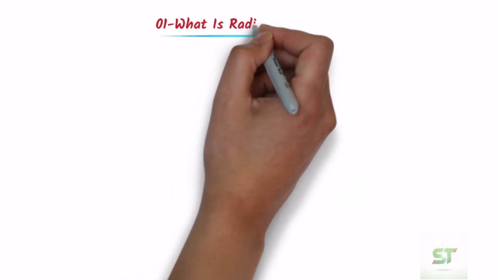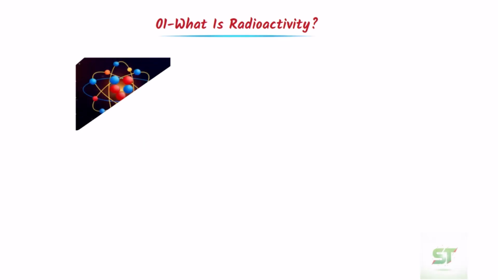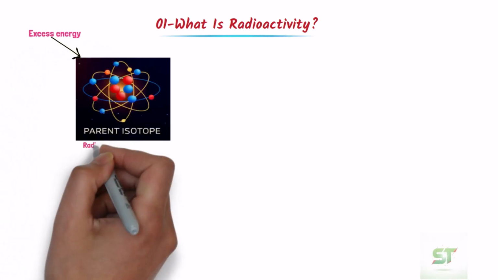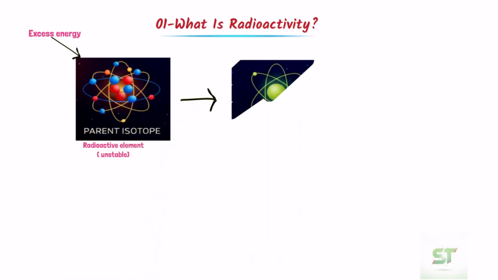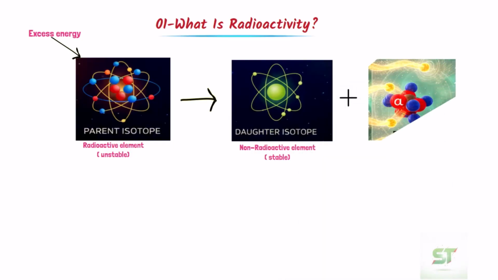So let's begin with the atom. Certain atomic nuclei are unstable. They contain too much energy or an unbalanced ratio of protons and neutrons. To become more stable, these nuclei transform into other elements by emitting radiation. This transformation is what we call radioactivity.